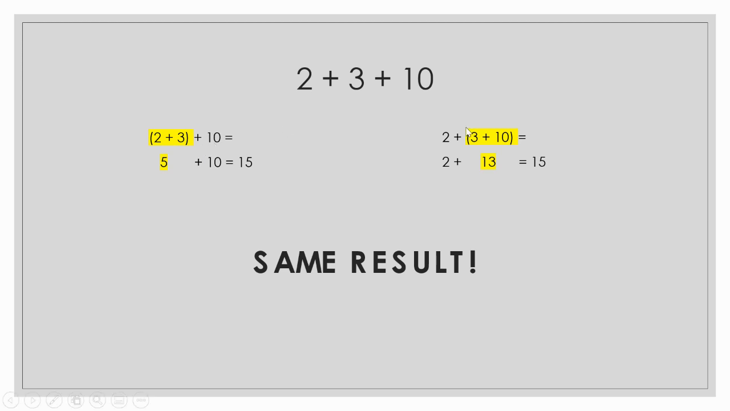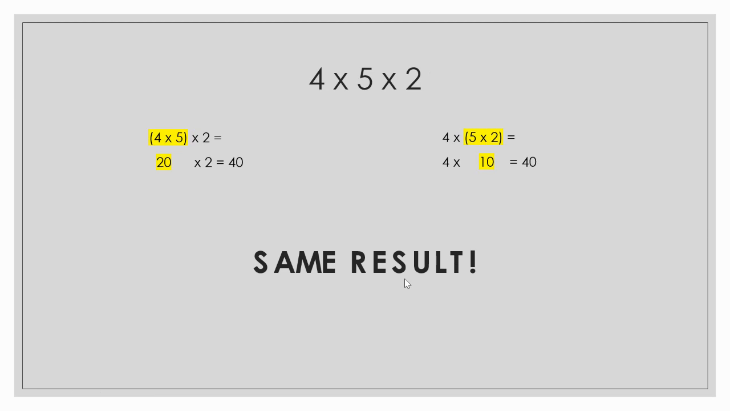We can solve this equation another way, by first grouping together 3 and 10 and then adding 2. 3 plus 10 is 13, and adding 2 is 15. Despite the fact that we solve these equations in different ways using different order, we still get the same result of 15.